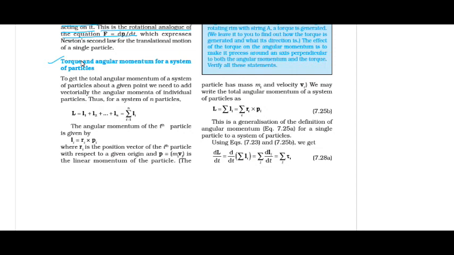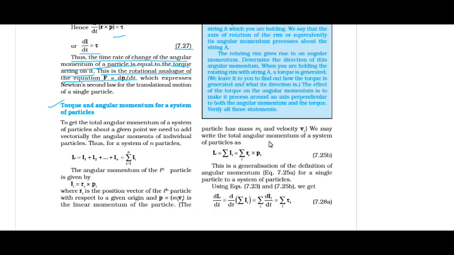Next, the particle has mass mi and velocity vi. We may write the total angular momentum of the system of particles as L is equal to sigma Li, and again it can be written as sigma Ri cross Pi.